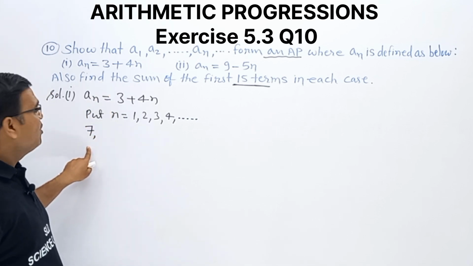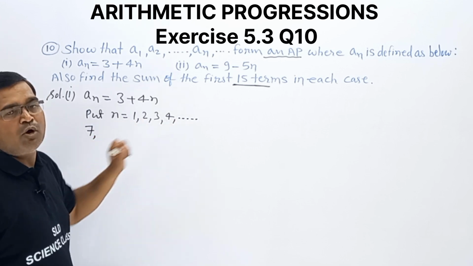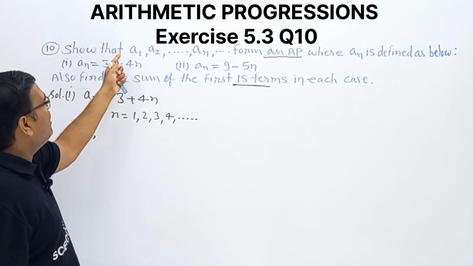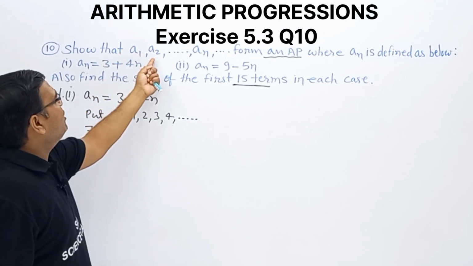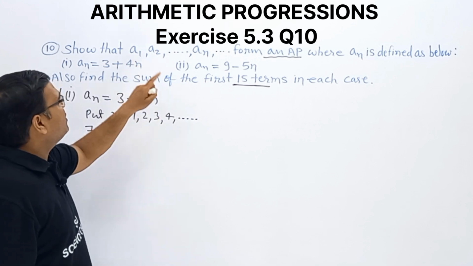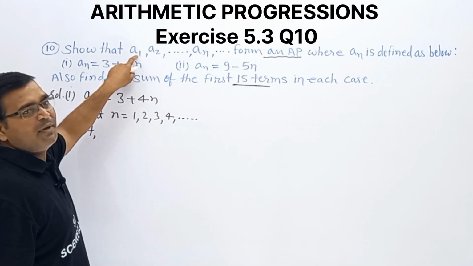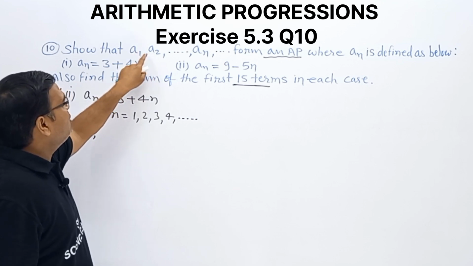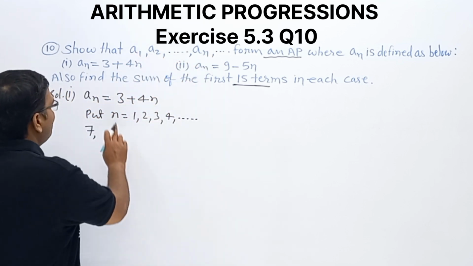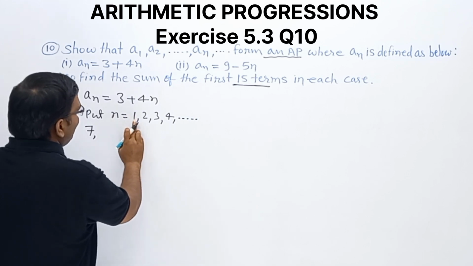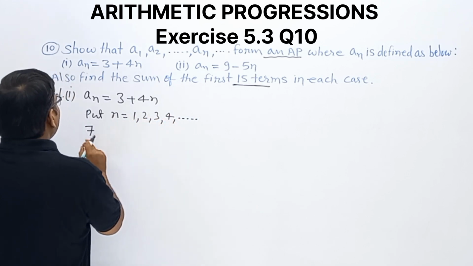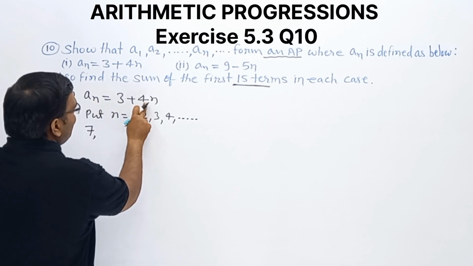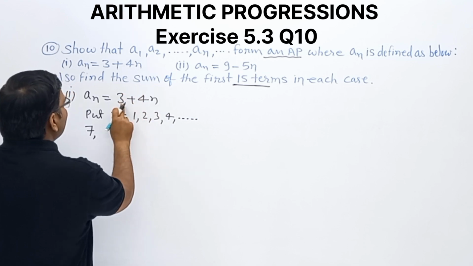Yes or no? Why are we putting the values 1, 2, 3, 4 and so on? Because this is given in the question. We are having an AP in the form A1, A2, A3 up to AN. So from this we can say the first term means n equals 1, the second term n equals 2, and so on. So once we put n equal to 1, A1 equals 3 plus 4 into 1, which is 4 plus 3, 7.